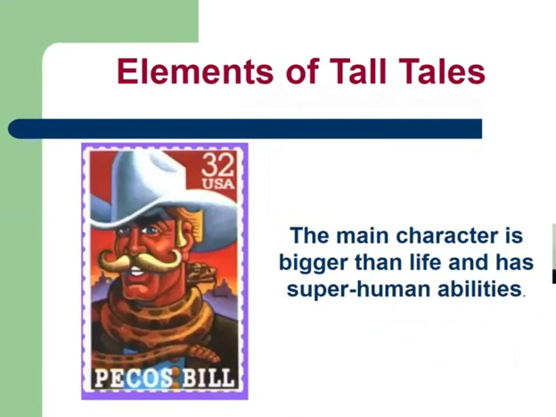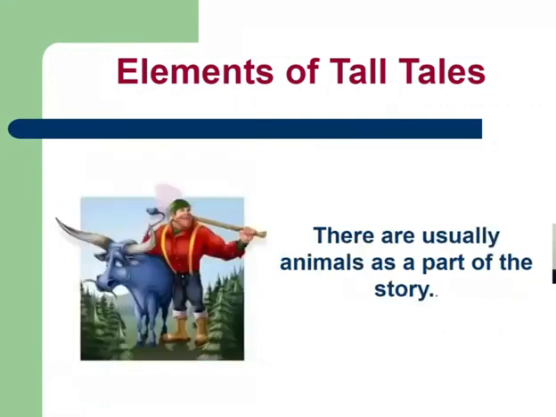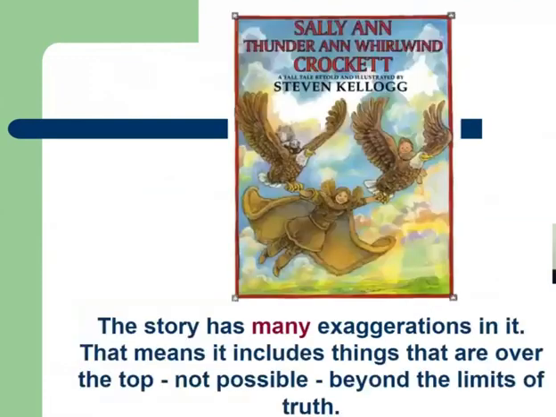Well, all of them have a main character who's bigger than life and has superhuman abilities. They can do things that other people normally can't. And often they can do those things at a very, very young age. There are usually animals as part of the story. Sometimes there are lots of animals in the story. Paul Bunyan, of course, has his ox with him. Sometimes the animals just show up as other characters.